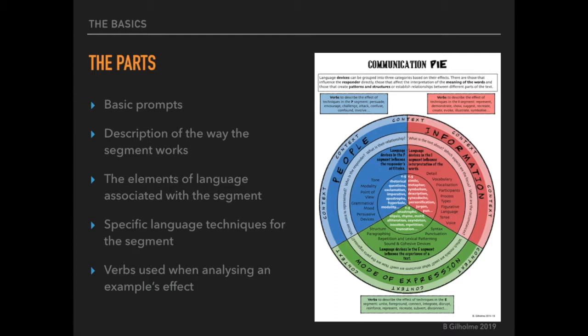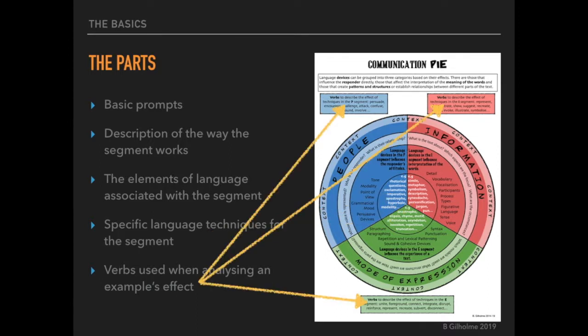So first of all, you've got the basic prompts. They're basically some questions to help you think about, for example, the relationship between the people in the context that the text is in. Likewise, the type of information that's being communicated and how that information might be organised. Secondly, we've got a quick one-sentence summary of the focus of that segment. And then you've got the elements, so the broader ideas, the broader patterns that you might be looking at in that segment. That's what we're going to be focusing on today, along with the verbs.